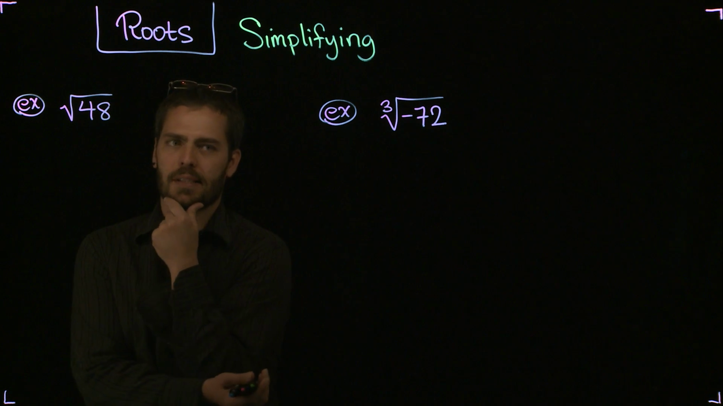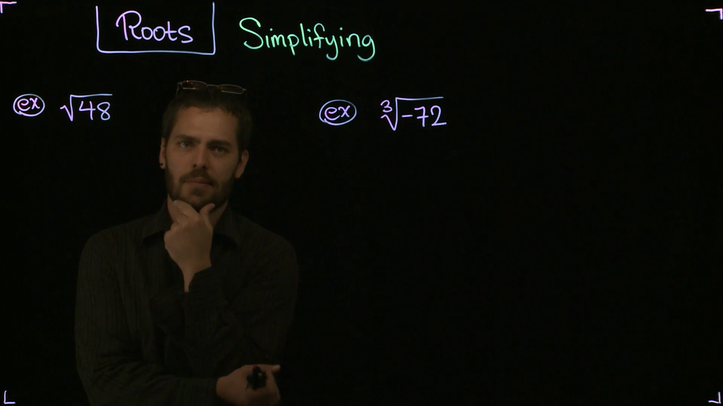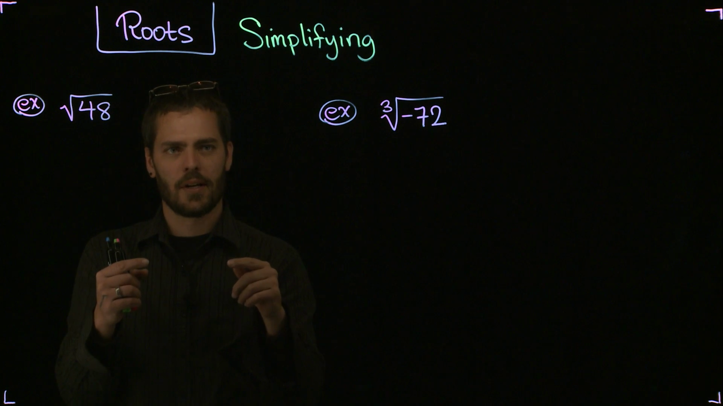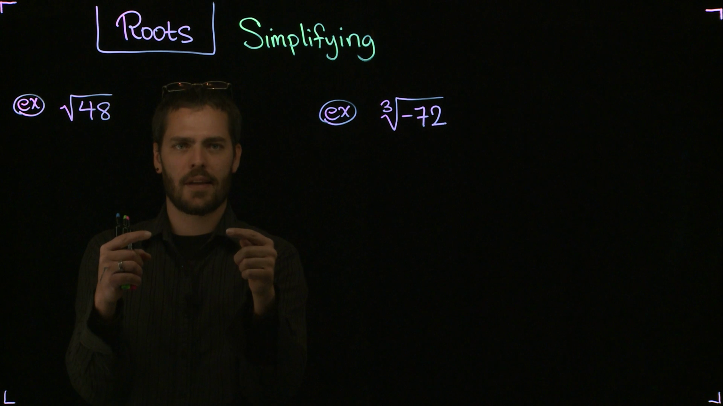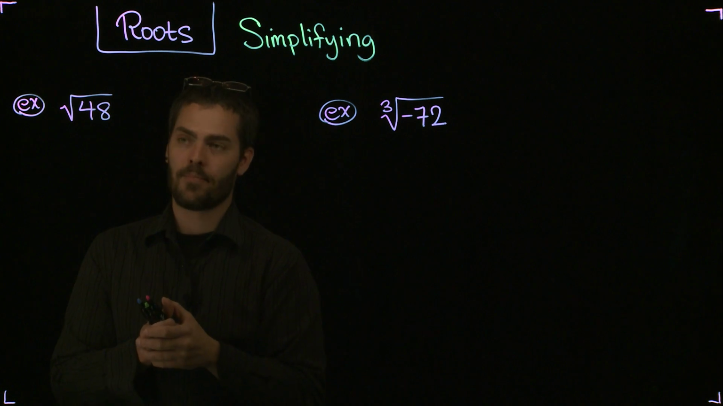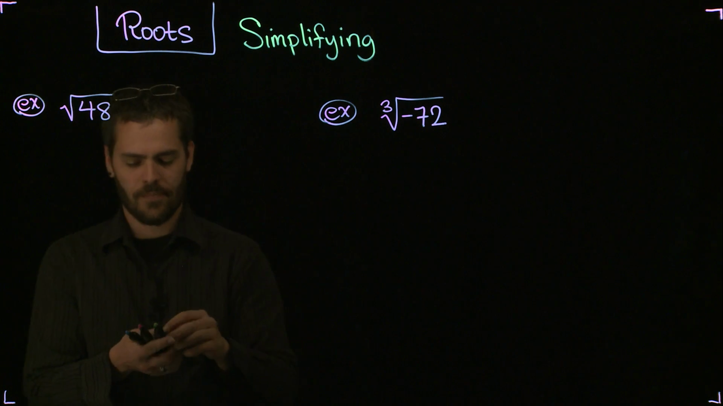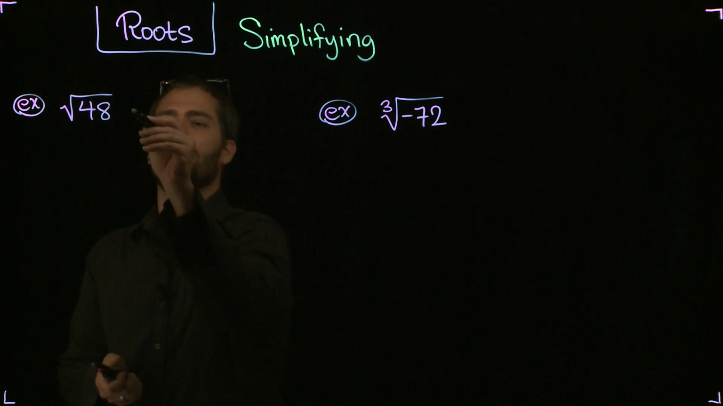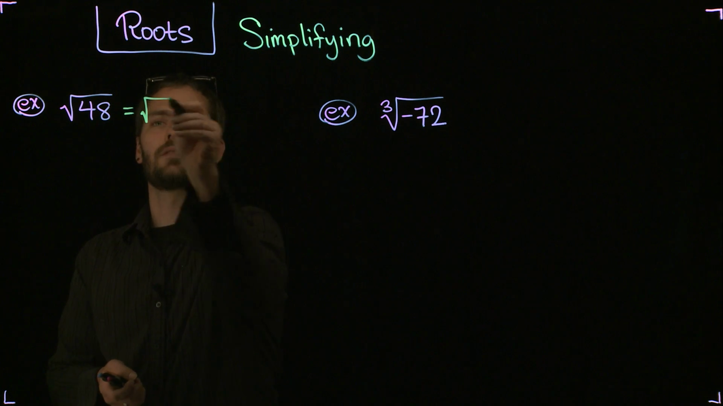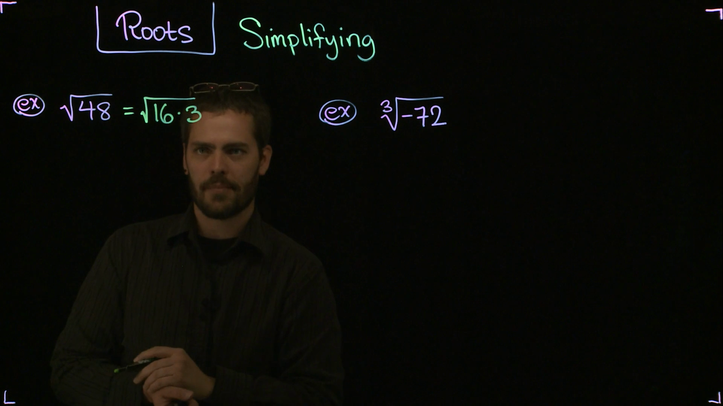What times what is 48 such that one of those factors is a perfect square? Okay, so we know that 6 times 8, neither of those are perfect squares. Let me reduce one by 2 and the other multiply by 2. So instead of 6 times 8, let's do 3 times 16. Yeah, that works. 3 times 16 is 48, and 16 is a perfect square. So let me instead represent this as the root of 16 times 3.